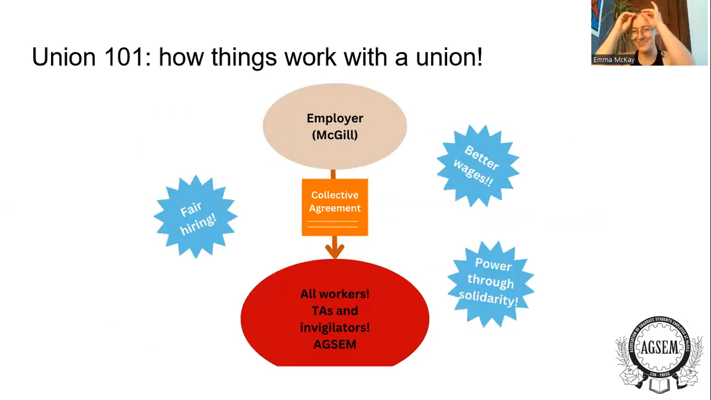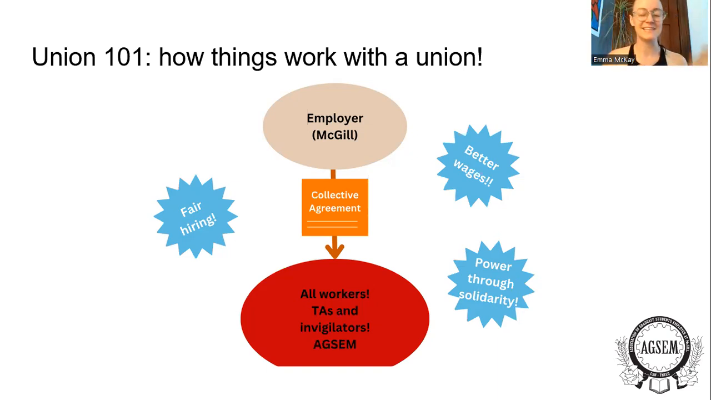So this, again, really big picture, passing through a lot of details. This is how things work with a union. So when we do have a union, like has been the case for the past 30 years for TAs at McGill, the employer has to negotiate with all of us at once, not individually, all of us at once, to set the working conditions for us all. So wages, benefits, or protections against harassment and discrimination. All of those working conditions are then set in the collective agreement, which is a long document. You can get it in a bound copy like me.